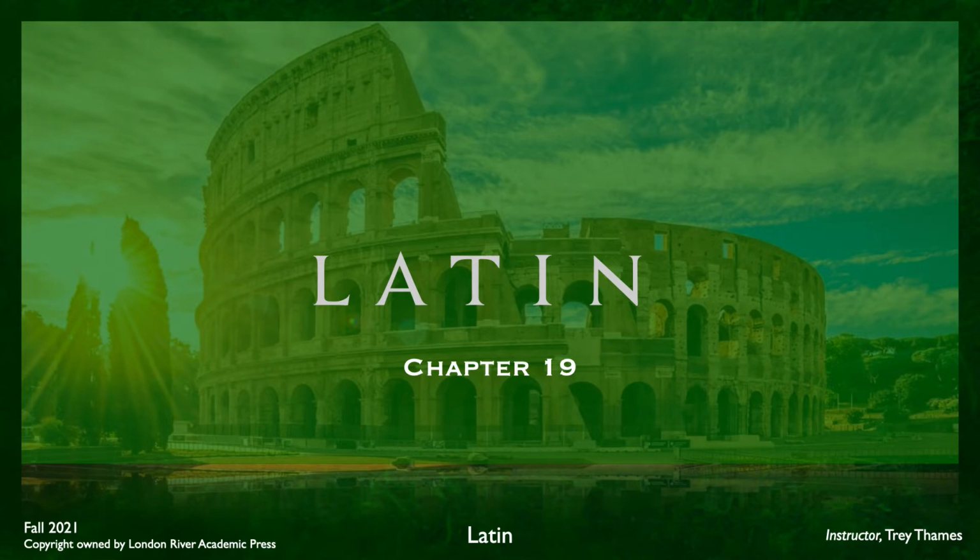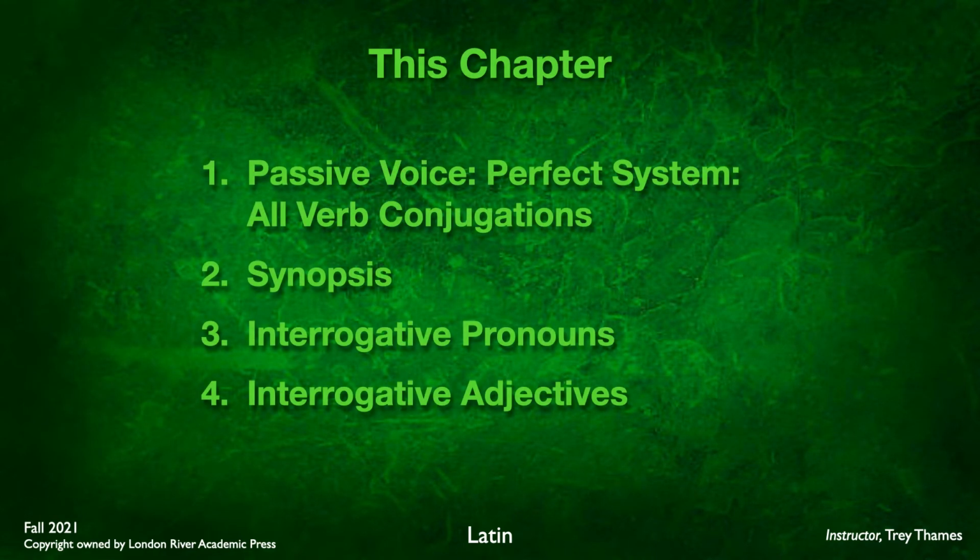Welcome to Wheelock's Latin, Chapter 19. In this chapter, we're going to be looking at the passive voice perfect system for all conjugations. We'll also take a continuing look at synopsis for what we have thus far on verb forms, and we'll be looking at interrogative pronouns and adjectives.